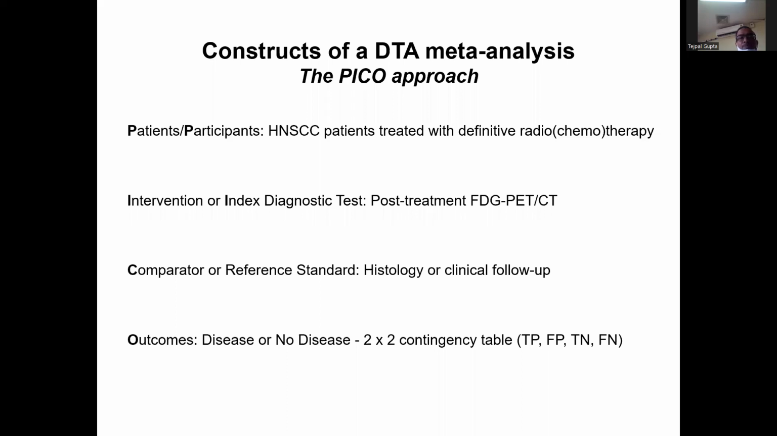So the participants or patients here were head and neck cancer patients treated with definitive treatment, radiochemotherapy. The index diagnostic test was the post-treatment FDG PET-CT. Our reference standard was either biopsy or cytology in case of neck nodes, or clinical follow-up. And the outcomes were whether disease is present or not, and that you generally get for diagnostic test accuracy methods by drawing a 2x2 contingency table: true positive, false positive, true negative, and false negative.